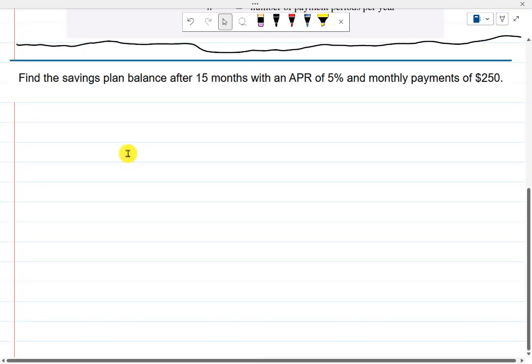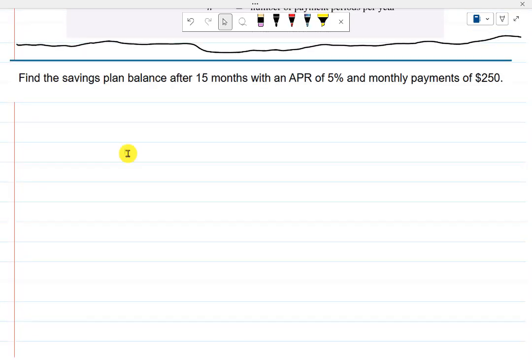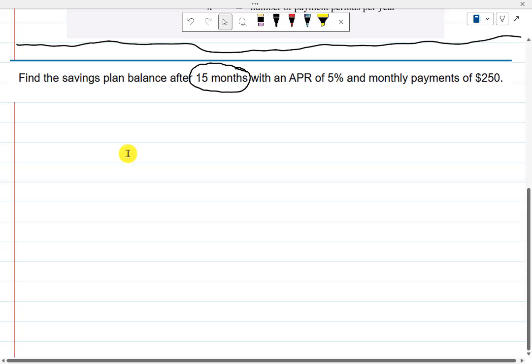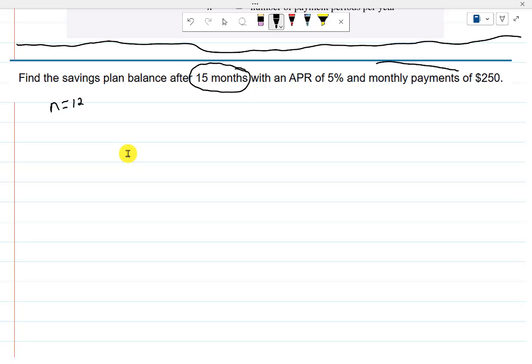Our first example, we have a savings plan for 15 months and an APR of 5% and monthly payments. So let's go ahead and put this information down here. The APR, we're going to need that. 15 months. That's going to be our N. Well, actually, no. It's not going to be our N. N is going to equal 12 because we're doing monthly payments.